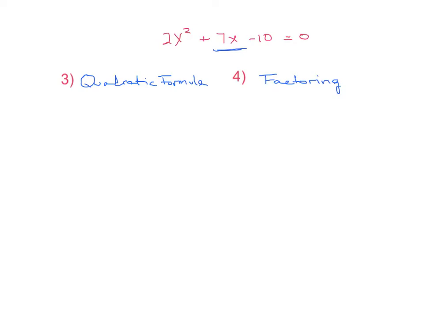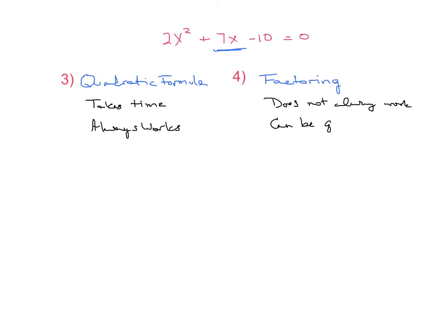The first, right, so for the quadratic formula is that it takes time, right? It's very detail oriented. There's a lot of room for error. But on the other hand, it always works. Factoring, on the other hand, does not always work. The benefit to factoring is it can be quick. It can be fewer steps, fewer details to worry about. And if you see the pattern right away, it can be something that you can do in just a matter of a few seconds. So how do we decide?